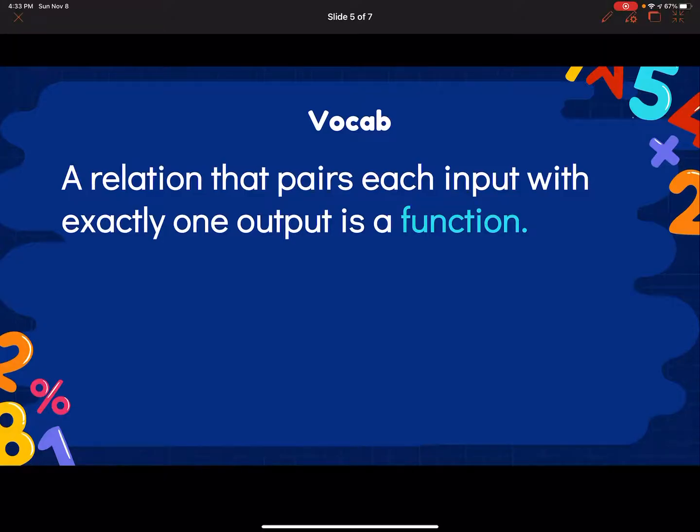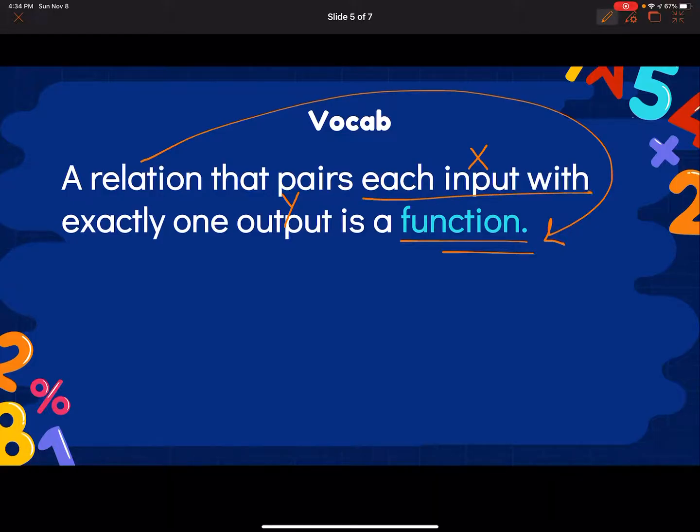Okay, some more vocabulary here. A relation that pairs each input with exactly one output is a function. Now, if you'll recall, the input is our x, the output is our y. So in order for a relation to be a function, each input has exactly one output. So each x only needs to be paired up with one y. That's what makes a relation a function. So that's what we're going to be looking for to determine whether a relation is a function or not.